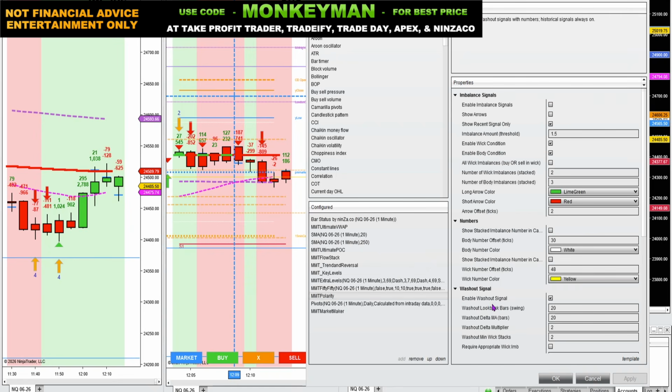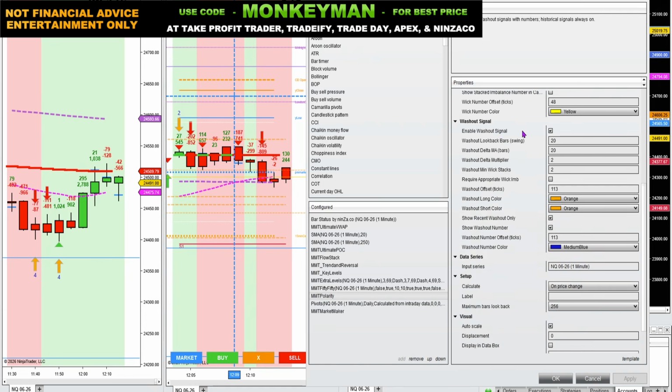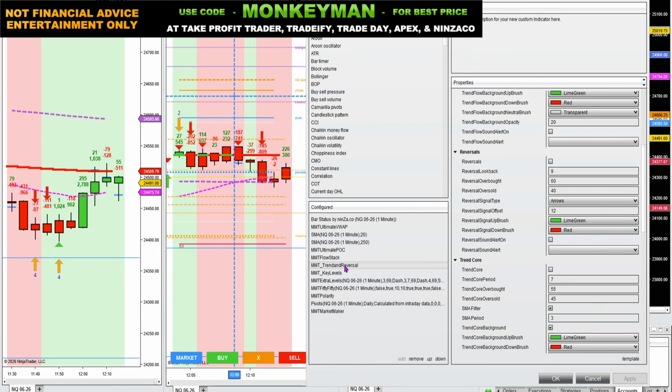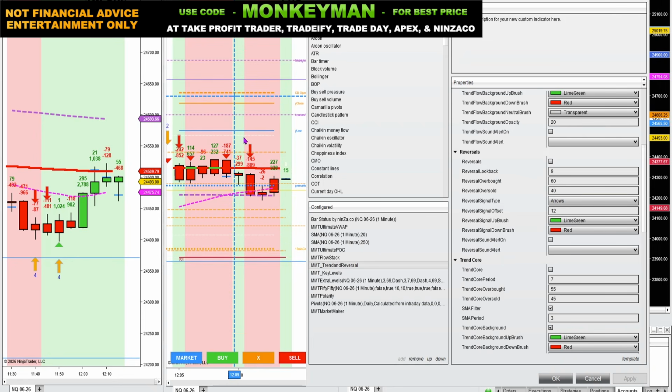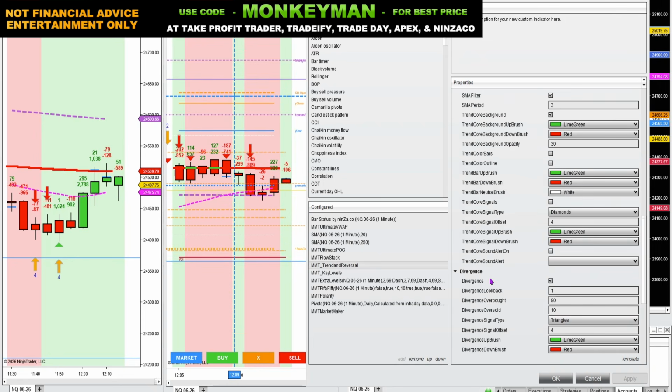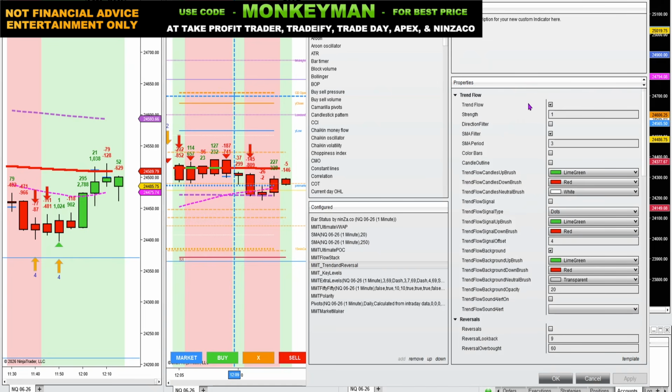The settings for the 1 minute chart. I've got the MMT polarity, just printing the washout signals, nothing else. Stronger settings of 20, 20, 2, and 2. Calculating on price change. The trend and reversal is painting the backgrounds and also divergence signals. So I've got the divergence on, look back of 1, overbought 90, oversold 10. I've got the trend flow activated, strength of 1, SMA filter on, period of 3. It's painting the trend flow background, nothing else.